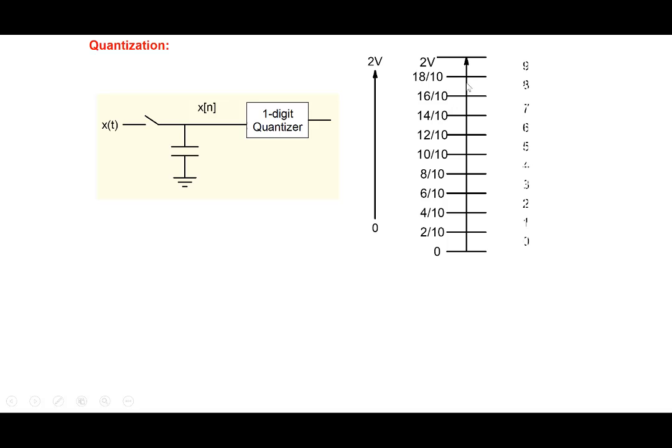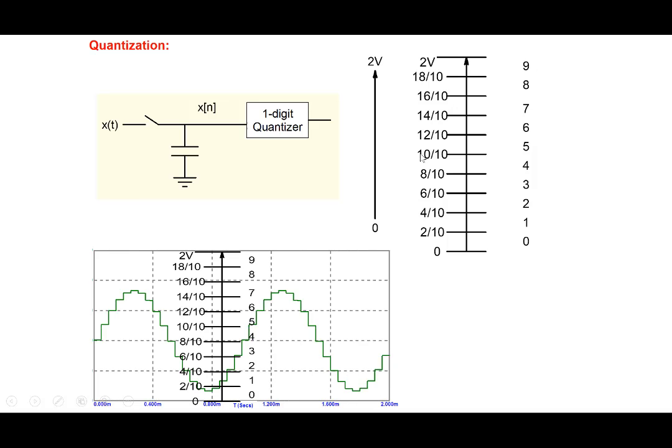Now all we need to do is figure out which interval the sampled signal lies in. If it lies in this particular interval, we'll represent it by digit 0. If it lies in this interval, we'll represent it by digit 4. If it lies in this interval, we'll represent it by digit 9. Does it lie here, here, or here? This is a 1-digit quantizer, and then the appropriate digit will be assigned to it.